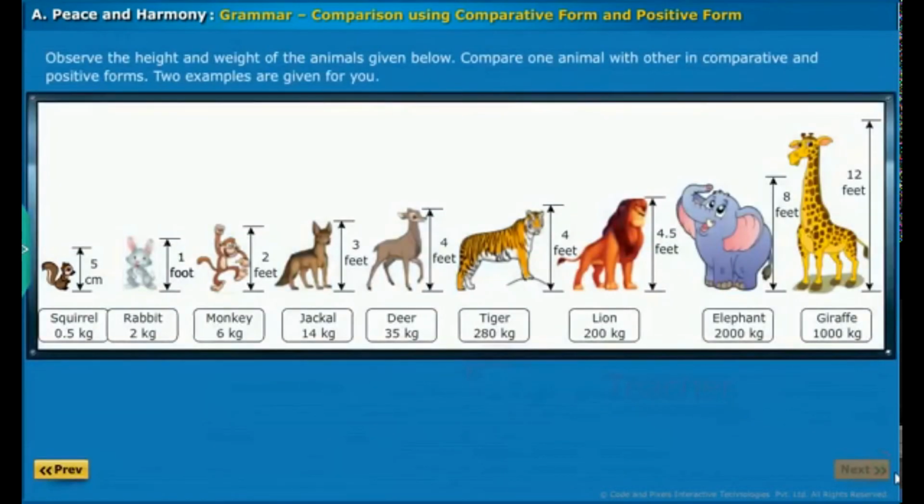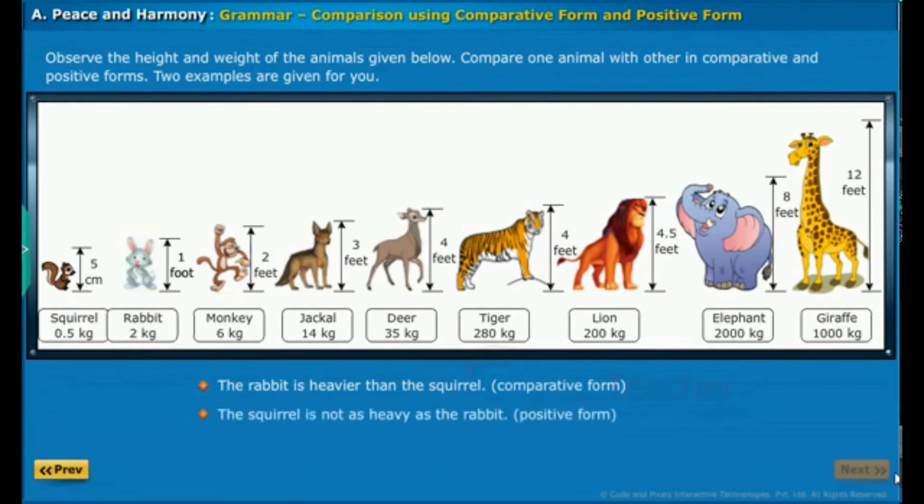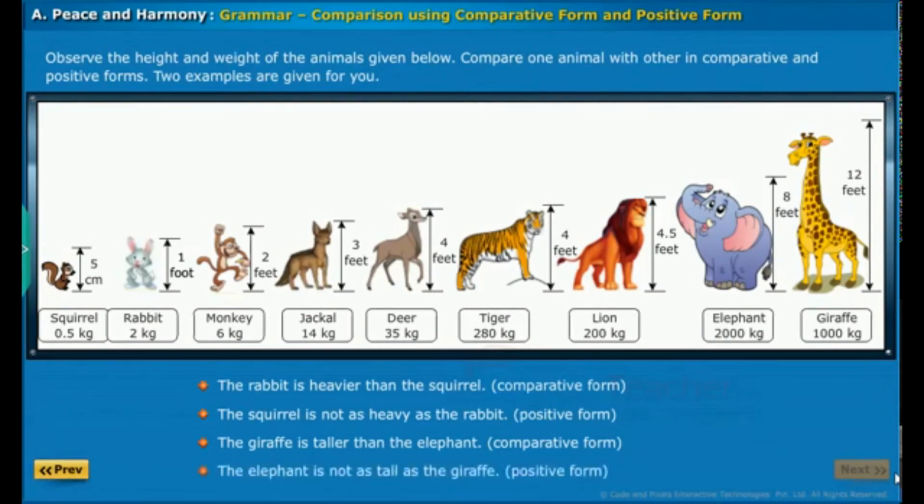Take up the following activity to check your understanding. Observe the height and weight of the animals given below. Compare one animal with other in comparative and positive forms. Two examples are given for you. The rabbit is heavier than the squirrel. Comparative form. The squirrel is not as heavy as the rabbit. Positive form. The giraffe is taller than the elephant. Comparative form. The elephant is not as tall as the giraffe. Positive form.